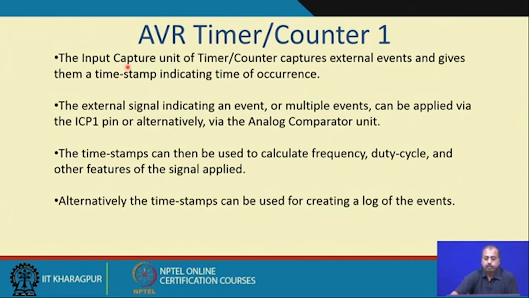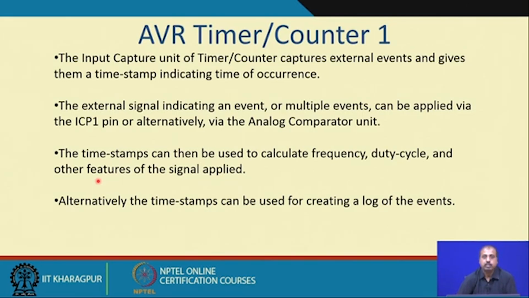The input capture unit captures the external events and gives them a time stamp indicating their time of occurrence. So when that external event has occurred, that time will be captured. The external event signal can be applied via the ICP1 pin, or via the analog to digital converter, where the analog comparator module can be used for that purpose. This time stamp can be used for calculating frequency and duty cycle.